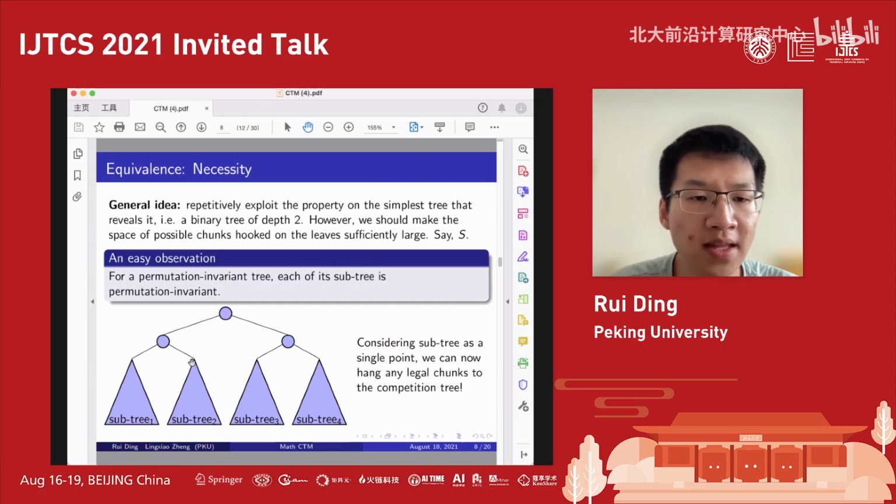tree of depth 2. As you can see here, an easy observation is that for a permutation invariant tree, each of its subtree, that is the triangles depicted here, is also permutation invariant. So in the proof, we will generally view it as a single node hooked on this leaf. It has the advantage that now the chunk produced by the processor can not only be the initial chunk, but any chunk that is legal.